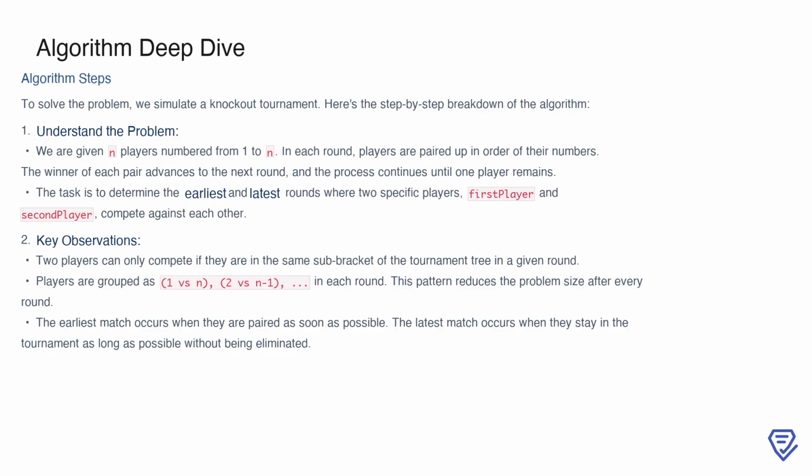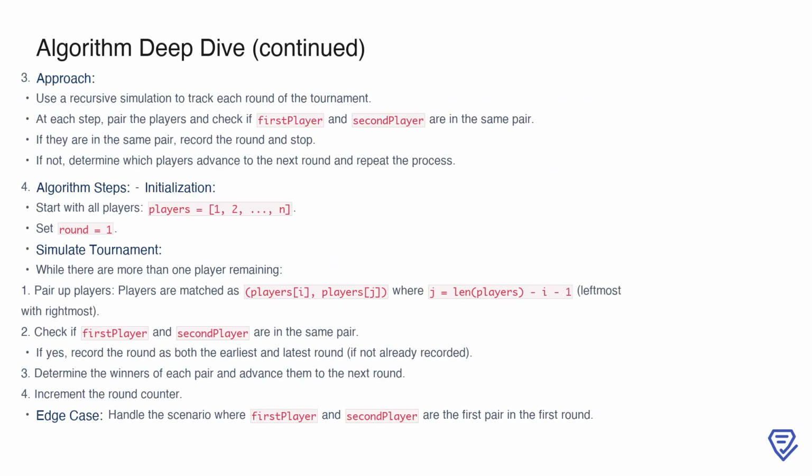This structure significantly reduces the problem size after each round, making it more efficient to simulate step by step. The approach begins by simulating the tournament recursively. First, we initialize the list of players, which contains all players from 1 to n, and set the round counter to 1. In each round, players are paired up where the leftmost player is matched with the rightmost player, the second from the left with the second from the right, and so on.